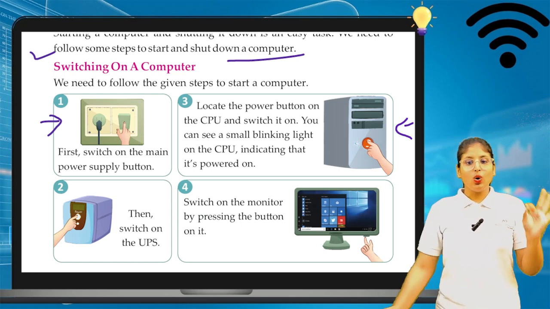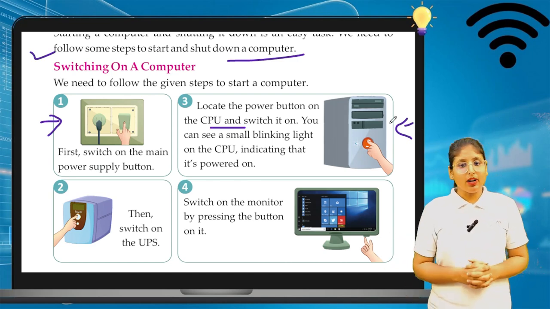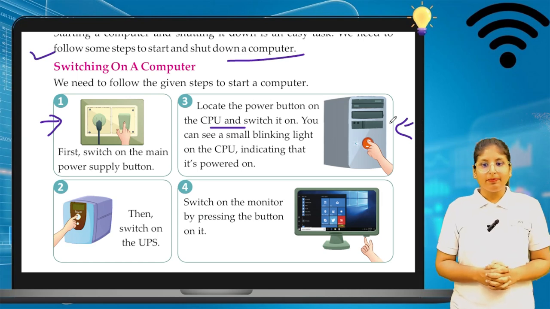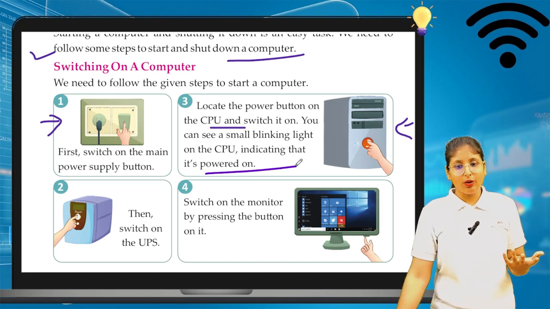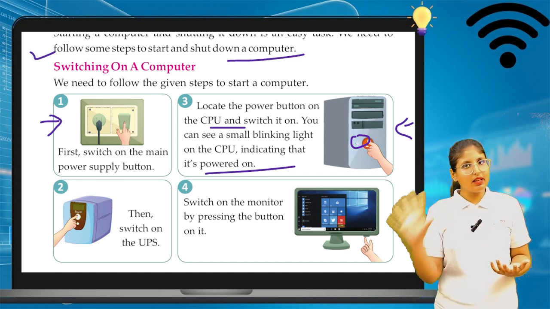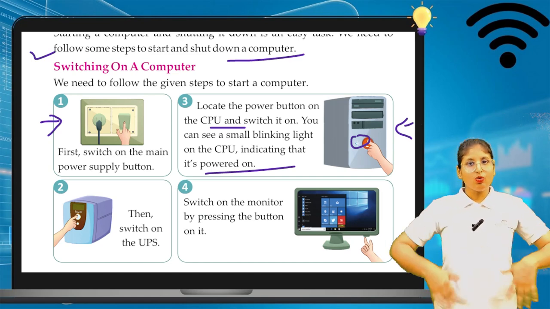Locate the power button on the CPU. The CPU also has a power button. So locate the power button on the CPU and switch it on. You can see a small blinking light on the CPU indicating that it's powered on. When the CPU is on, the blinking light should be there like this. With that blinking light, we can easily identify that my CPU is on. Now my computer should be in a position to open up.